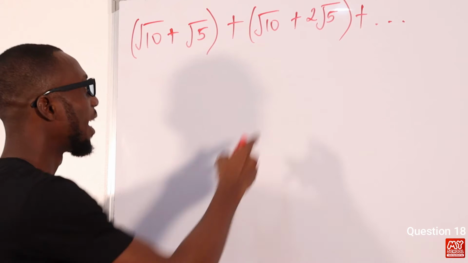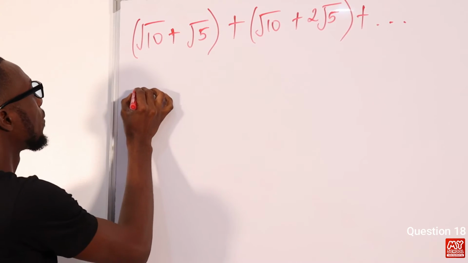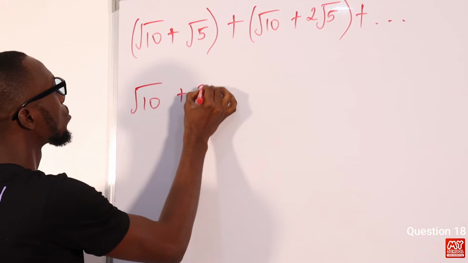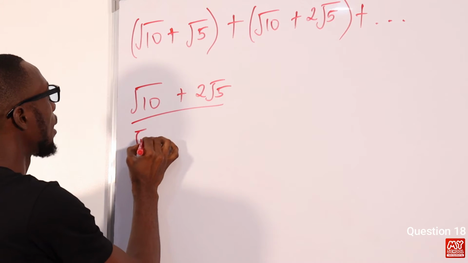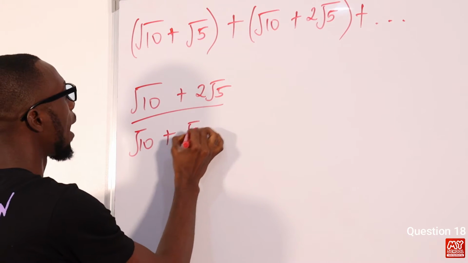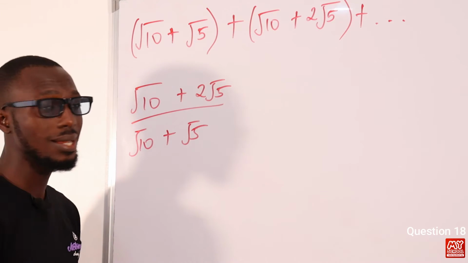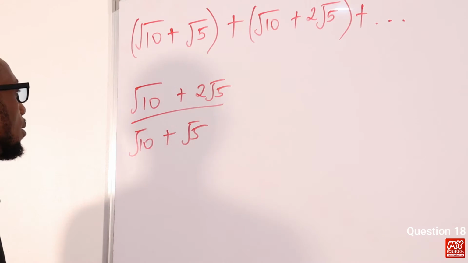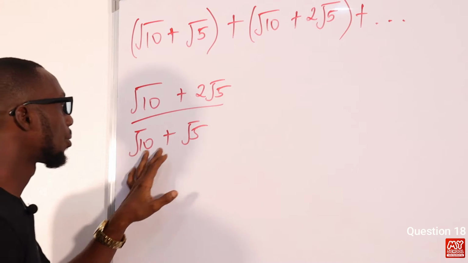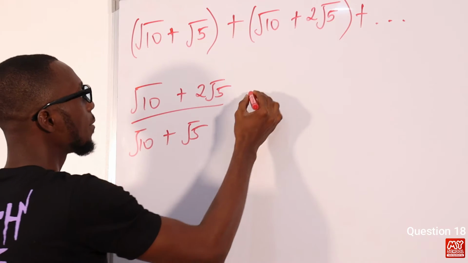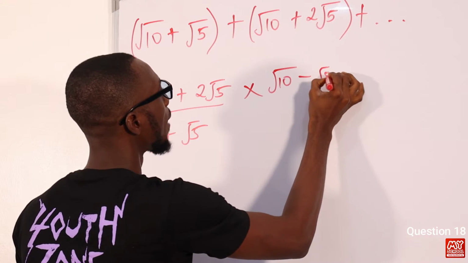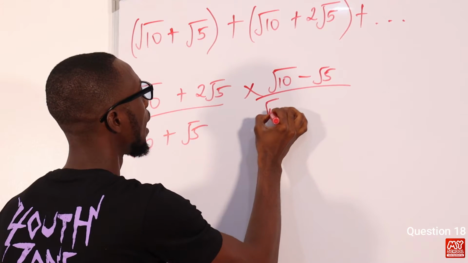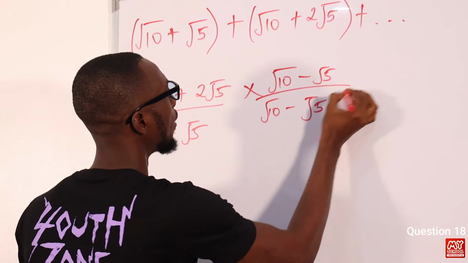Very easy, right? T2 over T1, so I would have root 10 plus 2 root 5 over root 10 plus root 5. What do we do? We rationalize the whole thing. So we're going to use the conjugate of this, which is root 10 minus root 5 over root 10 minus root 5.